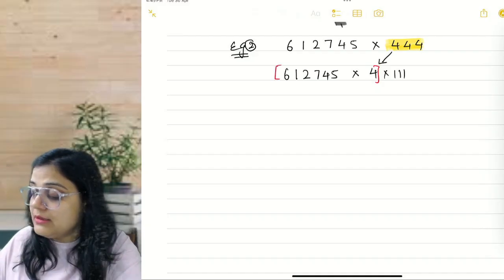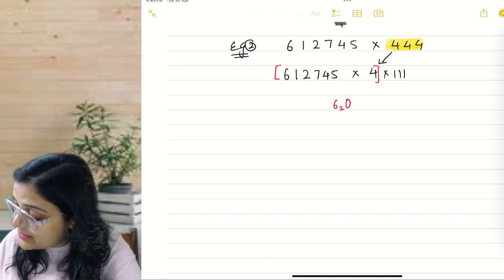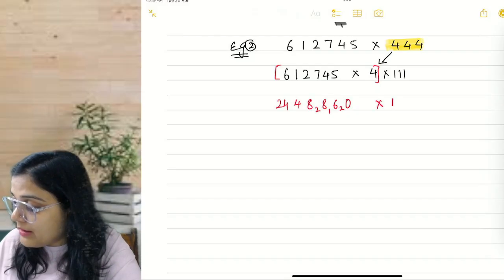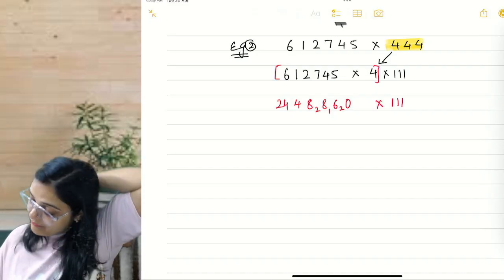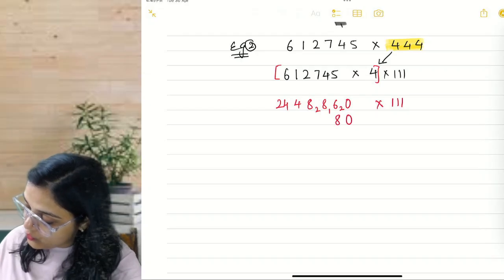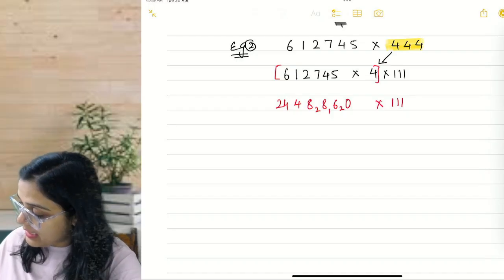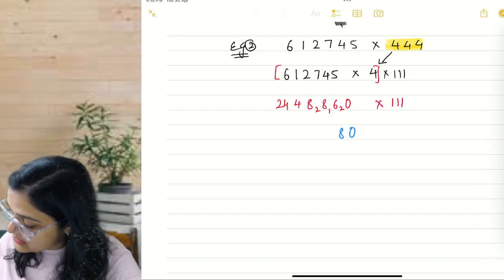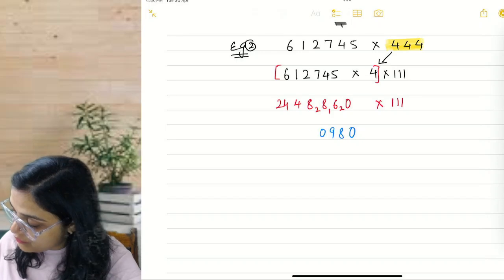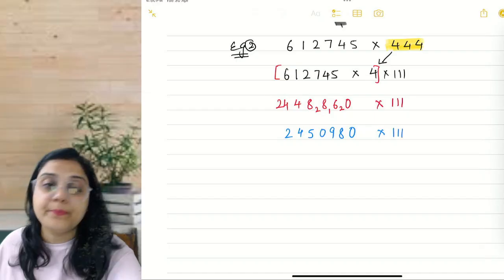Then we'll multiply these two numbers, and I'll write 4 5s are 20, 4 4s are 16, 4 7s are 28, 4 2s are 8, 4 1s are 4, 4 6s are 24, multiplied by 111. Still I have carries at so many places, so I'll just write 6, 8. I will write it in the next line. I have 0, 8, 9, 0, 5, 4, 2 multiplied by 111.